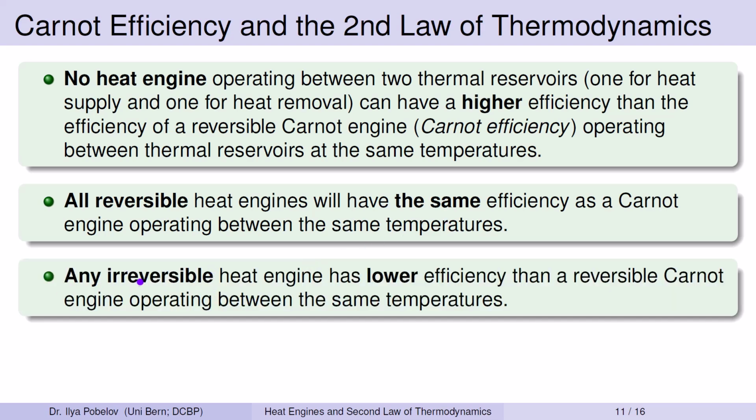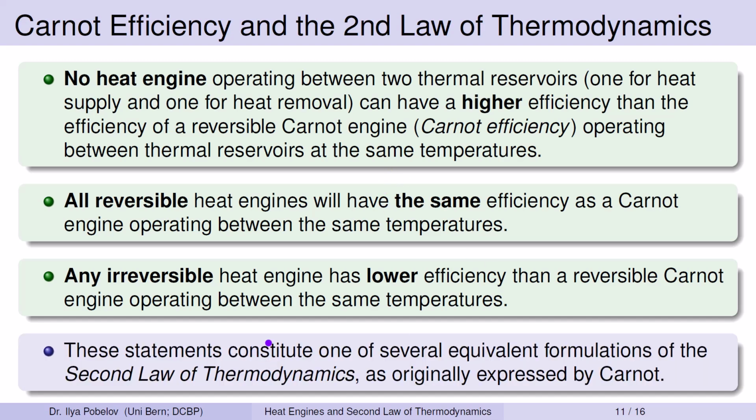Finally, any irreversible heat engine has lower efficiency than a reversible Carnot engine operating between the same temperatures. These results provide a fundamental understanding of the limits of efficiency that any heat engine can achieve. However, they are also important for us in a broader context than it appears. Specifically, these statements constitute one of several equivalent formulations of the second law of thermodynamics, as originally expressed by Carnot.